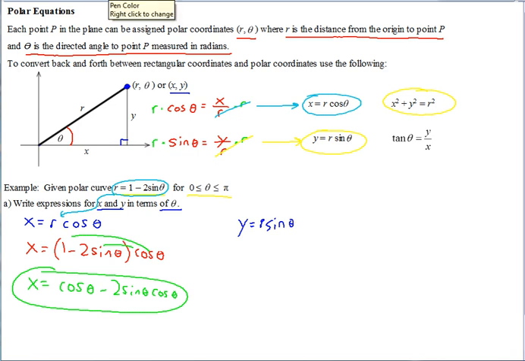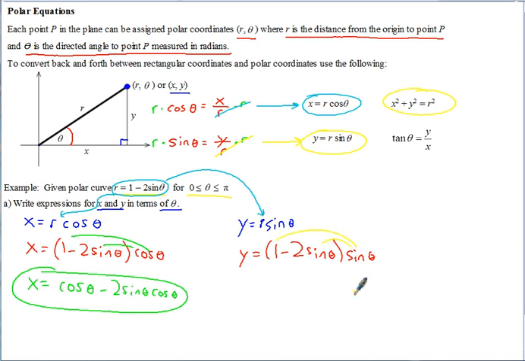Again, we want it in terms of theta, but there's that r in there. So again, we can substitute what r equals on our particular curve, 1 minus 2 sine of theta, for r. Then y equals 1 minus 2 times the sine of theta, times the sine of theta. Again, you could leave it like that. Now it is in terms of theta. There's no more r in there, or you could distribute it out.